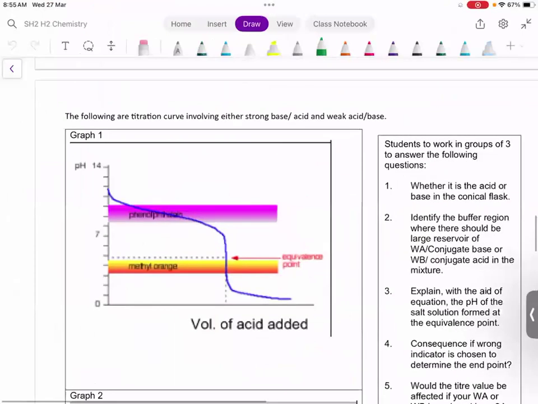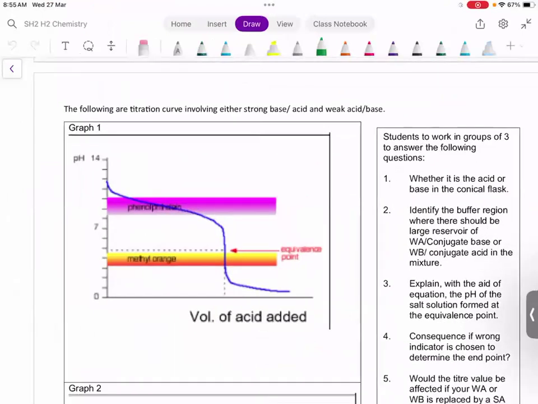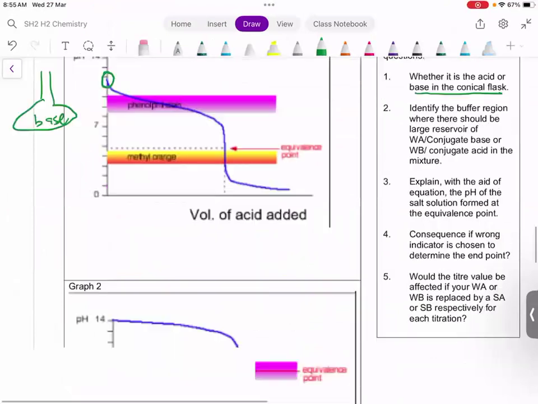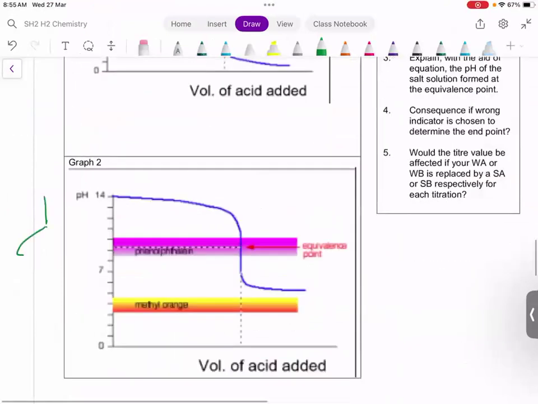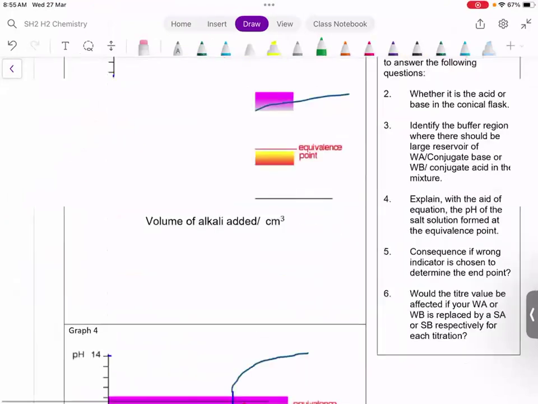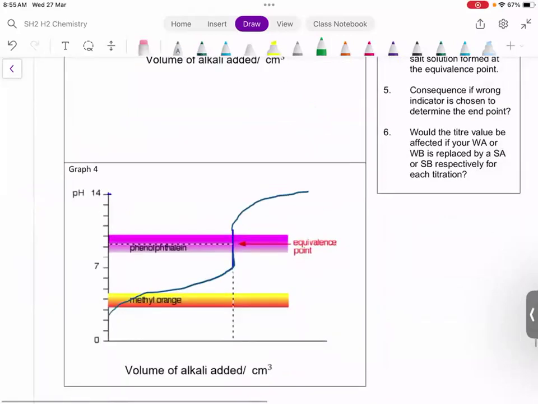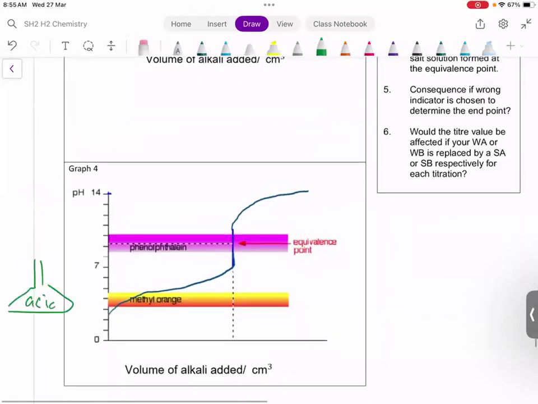Okay, so whether it's acid or base in the conical flask, in this case I will answer across the 4 graphs. You have to refer to the initial pH. So this is an alkaline pH, which means your conical flask contains your base. Alkaline pH, same thing, this is your base. For graph number 3, you started off with the acidic pH, so in the conical flask is your acid. Then again, acidic pH, the conical flask contains your acid.